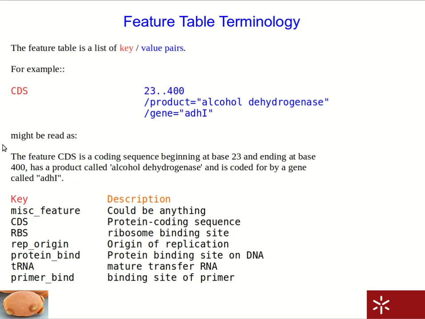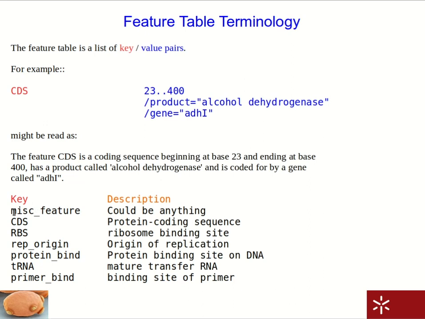If we look at this key again, we might read this feature as a CDS, coding sequence, beginning at 23, ending at 400, with a product called alcohol dehydrogenase, and the gene is called ADH1. And these two are qualifiers, as I just stated. They are valuable to tell you something more about this feature. These are the CDS examples, but there are more keys, and these are found in sequences on GenBank.